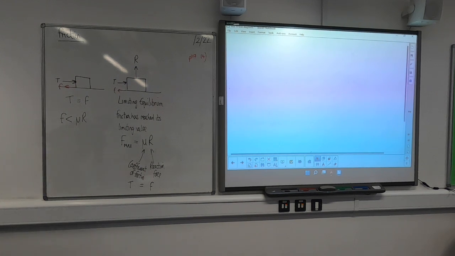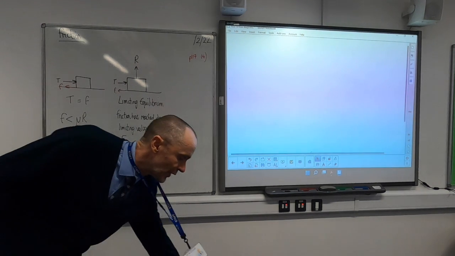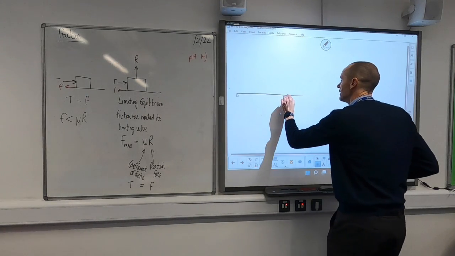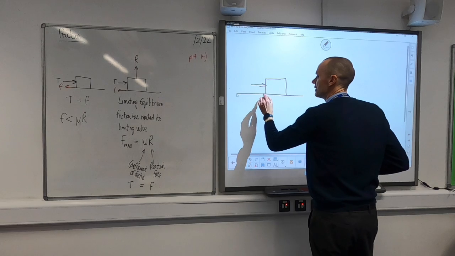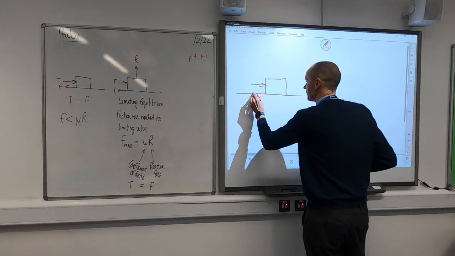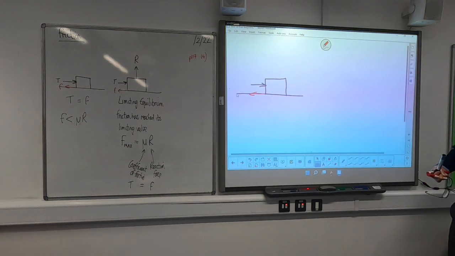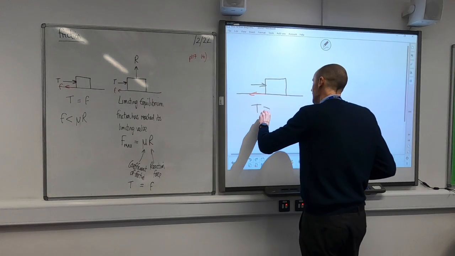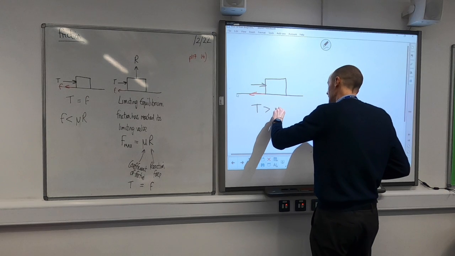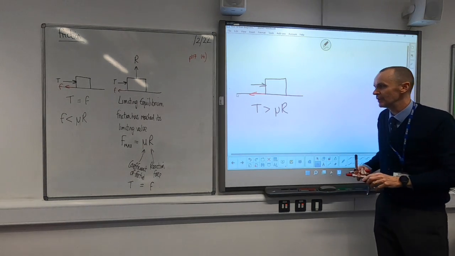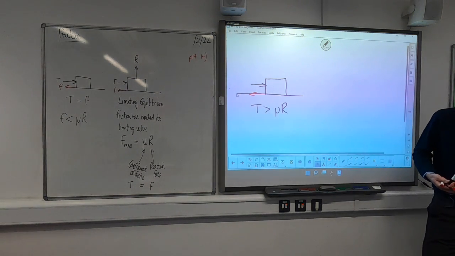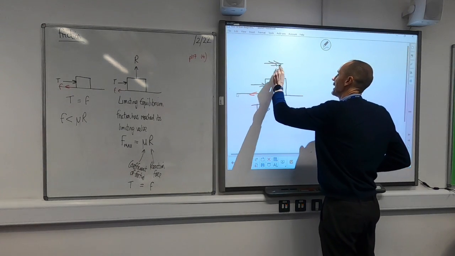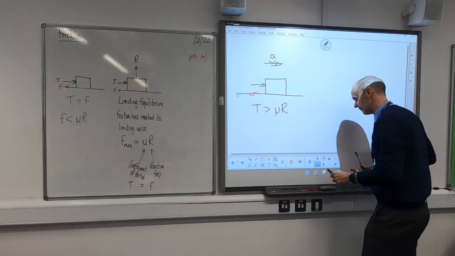And then if I increase the force, we then get the third scenario. So the third scenario, now if T is bigger than mu R, the maximum value of friction, it starts to move. And we know we're then into the world of Newton's second law. We're then going to get an acceleration because the forces are no longer balanced.